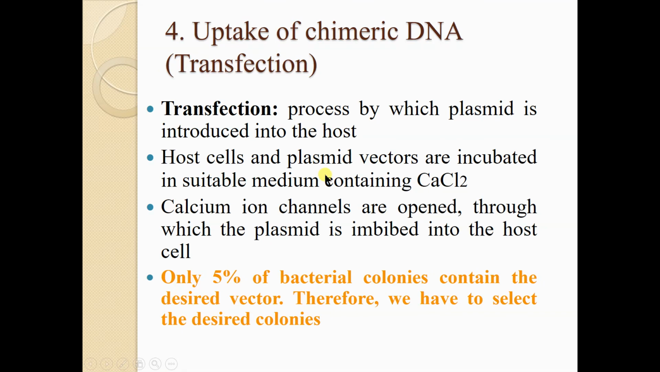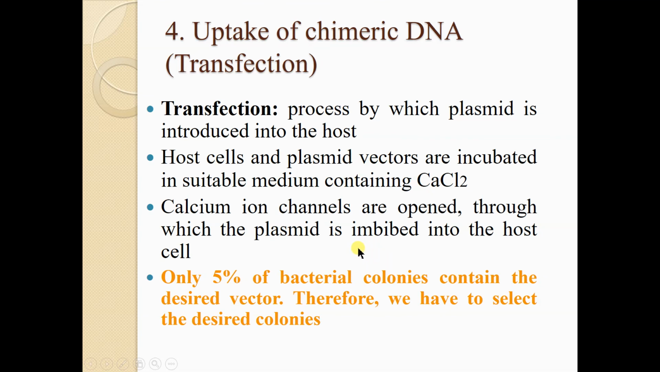So now the host cells and the plasmid vector, the host cells and the plasmid containing the chimeric DNA, are incubated in a specific medium which contains calcium chloride. So these calcium ion channels are opened, and through them the plasmid is imbibed into the host cell. Both the host cell and the chimeric DNA are incubated in the medium containing calcium chloride because the calcium channels open and help to transport the plasmid into the bacteria.